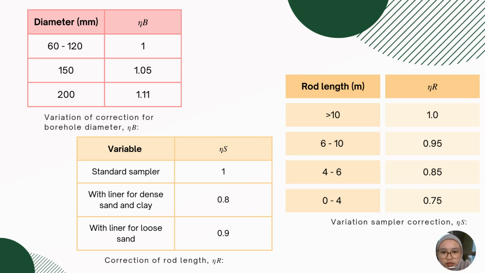The next is the range of pressure for the diameter. We choose a diameter correction of 1.11 because our diameter is 450. For the variable we use linear for dense sand and clay because of our type of soil, and for the sample variation we use more than 10, which is 1.